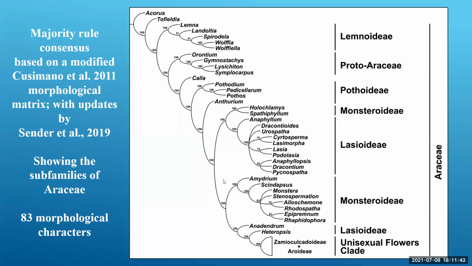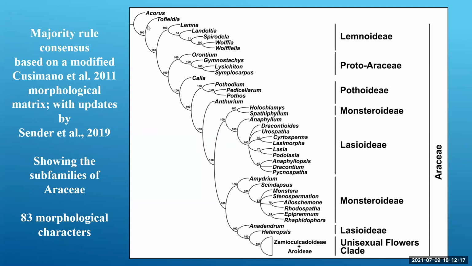Now, what we wanted to do is to discover where these would fit within the Araceae. And what we used was 83 morphological characters. This is a majority rule consensus tree based on the modified Cusimano et al. morphological matrix. This was updated in 2019 by Sender et al. And this shows you the subfamilies of Araceae. So the whole Araceae is in here. Acorus and Tofieldia were used as outgroups.